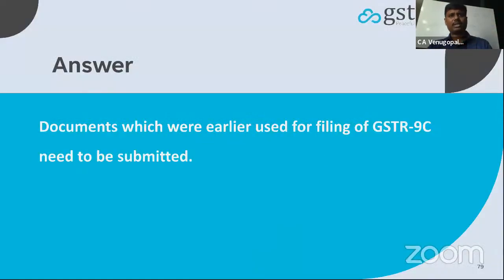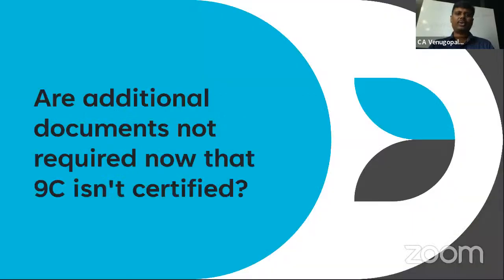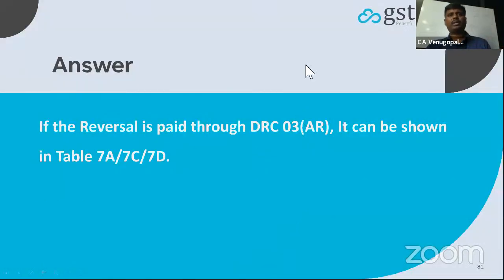Report it into the respective heads, and you can report it in table 7, provided you are paying through the annual return. So you have to report it after paying through the annual return. You have to report in the right table, that is 7A, 7C, 7D. You have to report these reversals in the right tables.